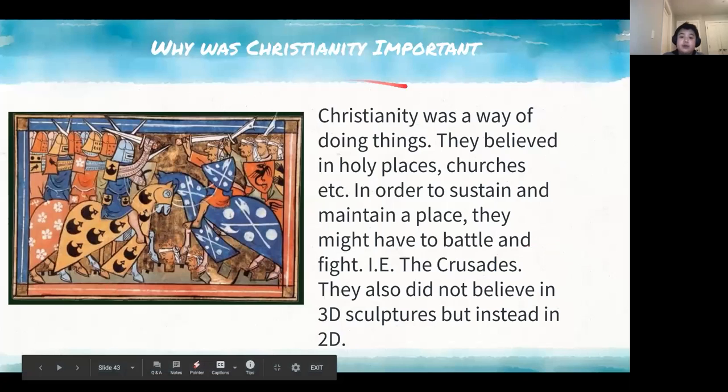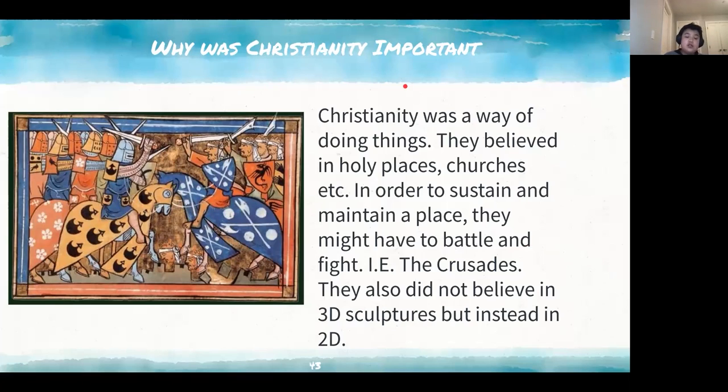Okay, so why was Christianity important? Christianity believed in Jesus and believed in God. They believed in holy lands, holy places, churches, and more. And sometimes people have to sustain and take a place that might be important, say the Holy Lands. And they might have a lot of battles and fights due to a lot of disagreement. An example of this might be the Crusades.